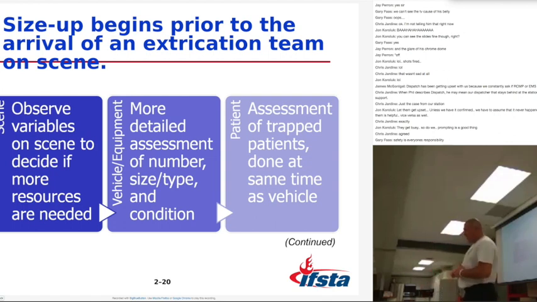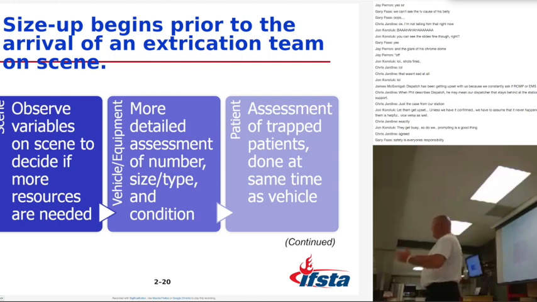Position, stability, condition. These are on page 41. Okay, what's the position of the vehicle? Is it upright, on its side, on its roof? Is it stable? If it's not stable, do we do an assessment on patients if the vehicle's not stable?